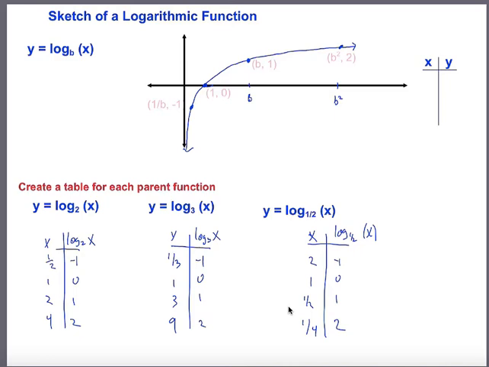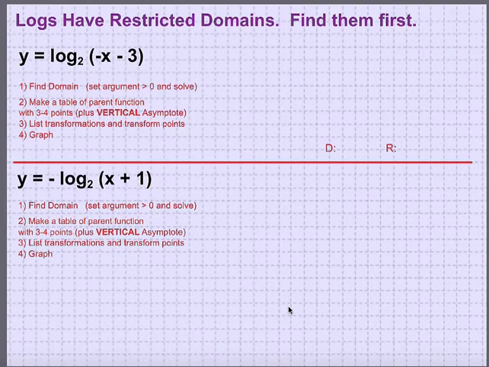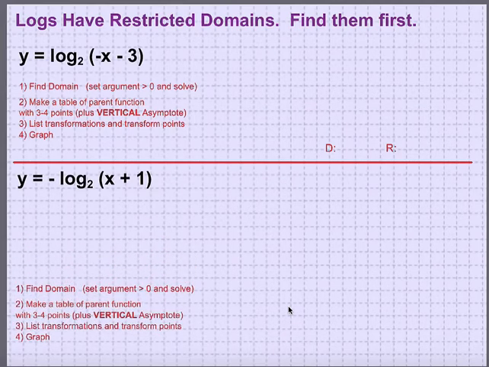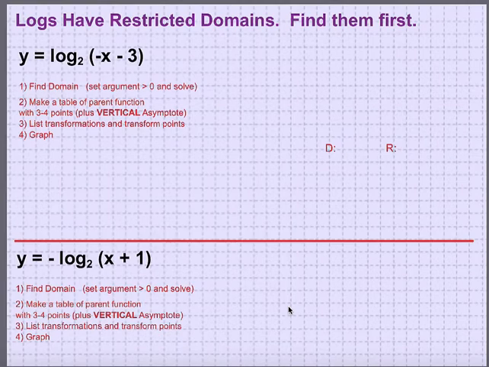So let's take a look at a parent function, and we're going to graph it. One thing that's important to note about logs, which is a little bit different from the exponentials that we just graphed, is that logs have a restricted domain. So I'm going to find that first.